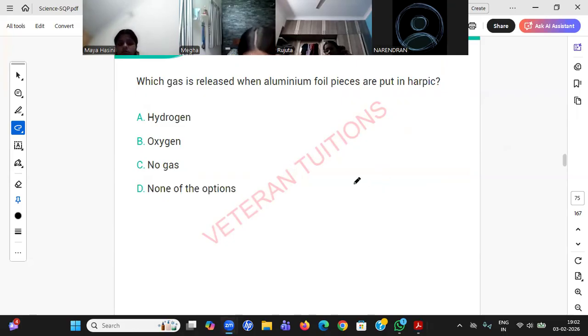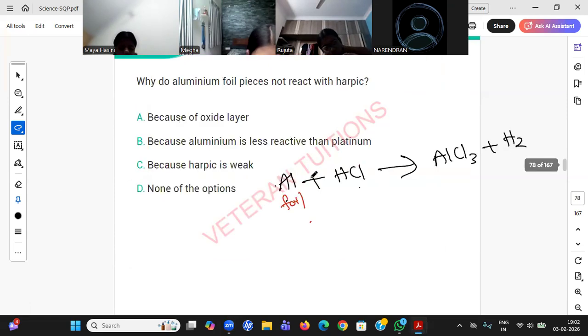Sir, what, Naren, is the answer? Aluminum foil. Yeah. So because of the oxide layer is the answer. Why does aluminum foil not react with Harpic? Because of the oxide layer. Okay. Rujita, are you following, student? Yes, sir. Okay.